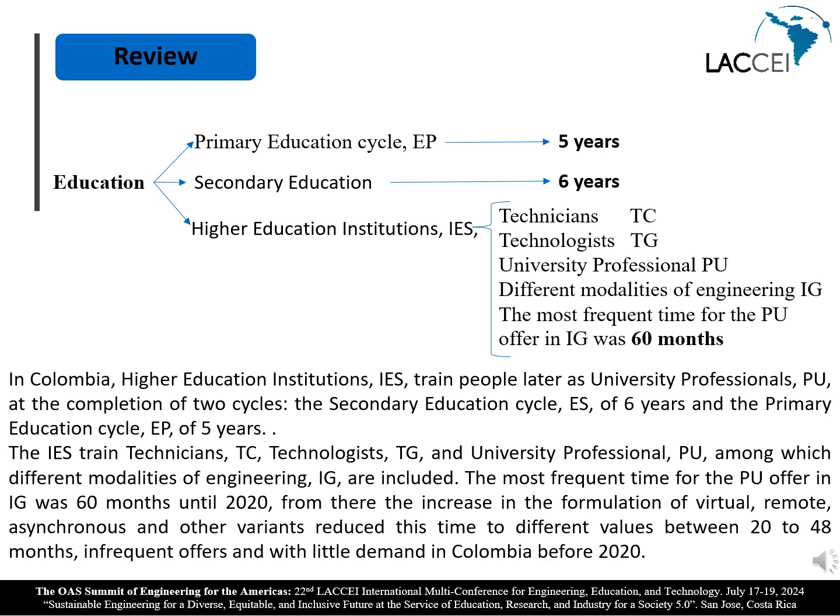The most frequent time for the PU offering IG was 60 months until 2020. From there, the increase in the offering of virtual, remote, synchronous and other variants reduced this time to different values between 20 and 48 months. Infrequent offers and really little demand in Colombia before 2020.